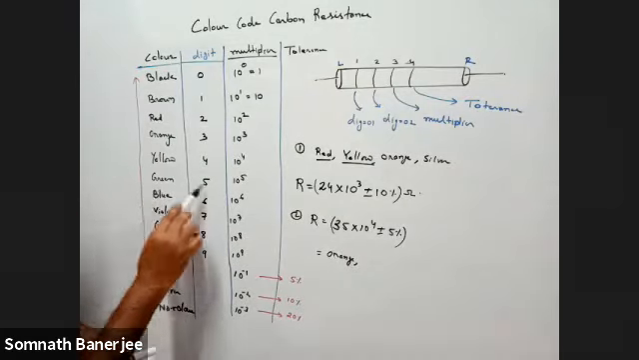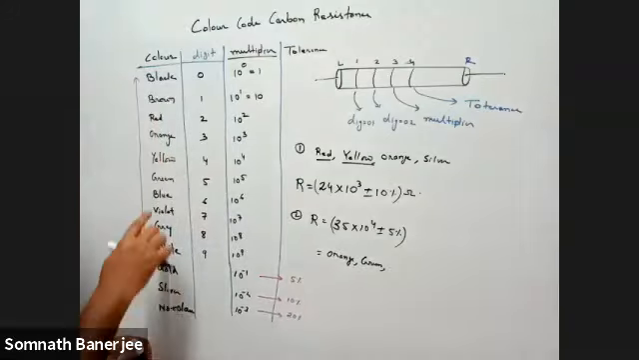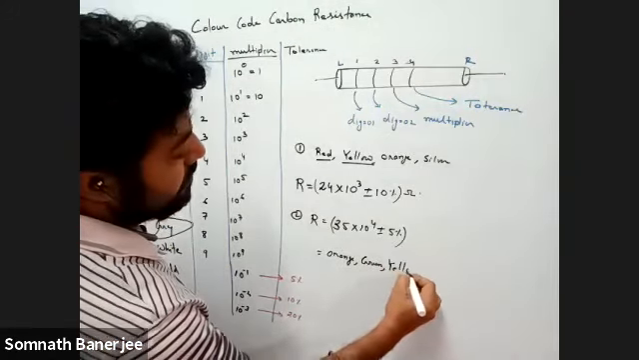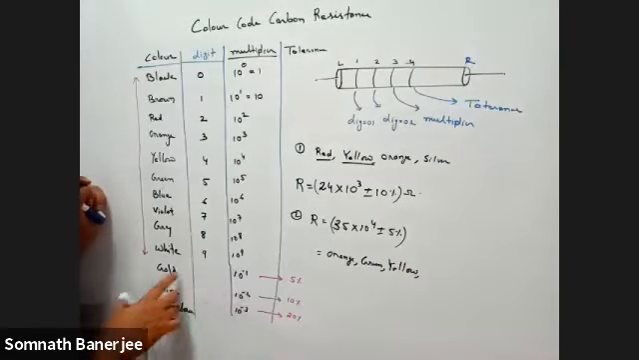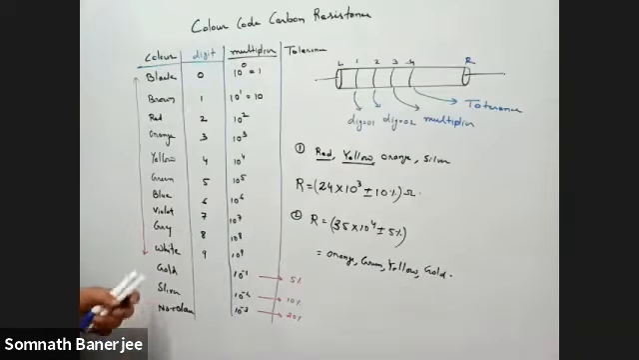Second color is 5. 5 is green. Third color is 10 to the power 4, yellow. And the last one is gold, means gold, means 5%.